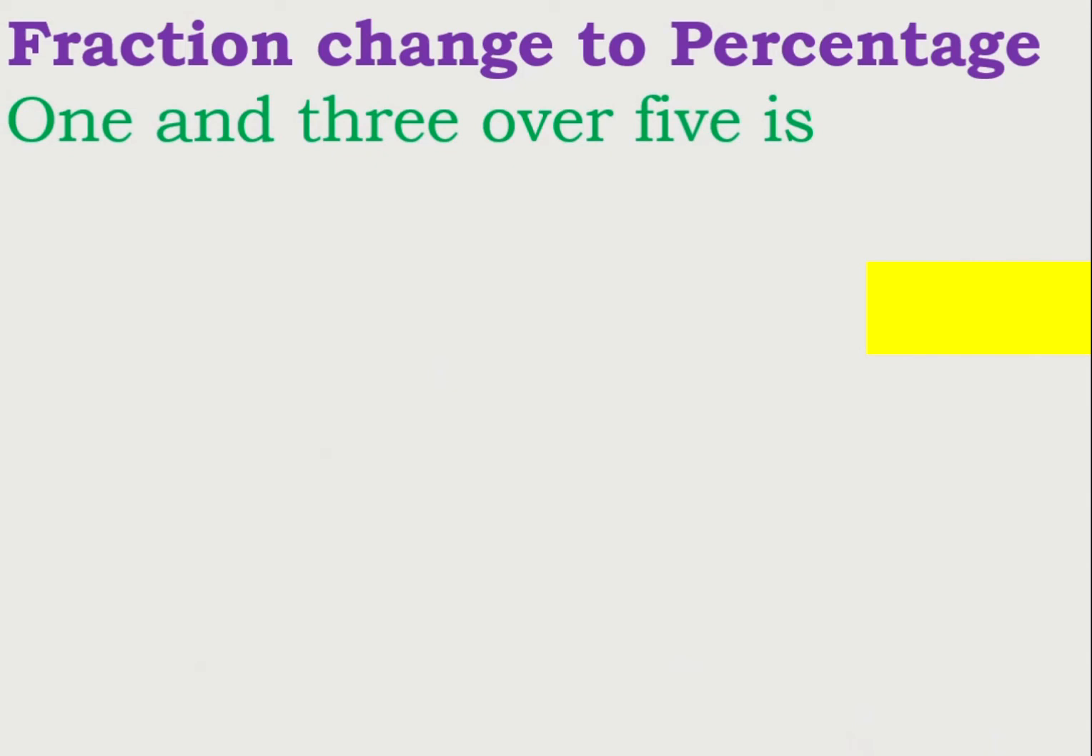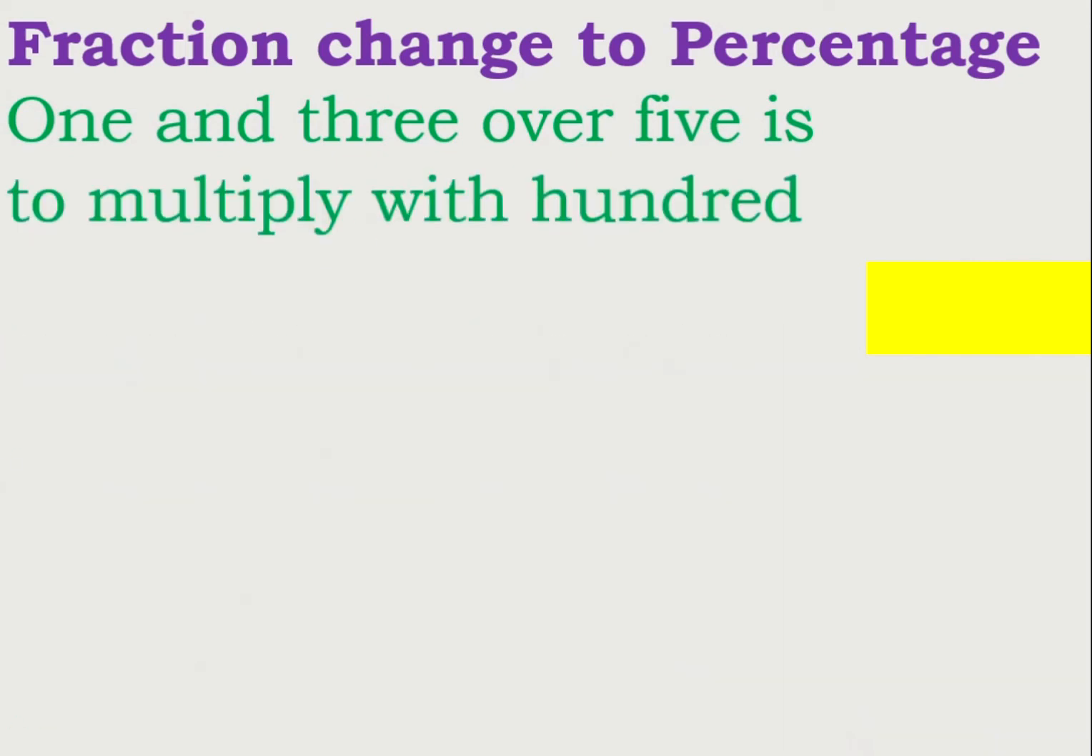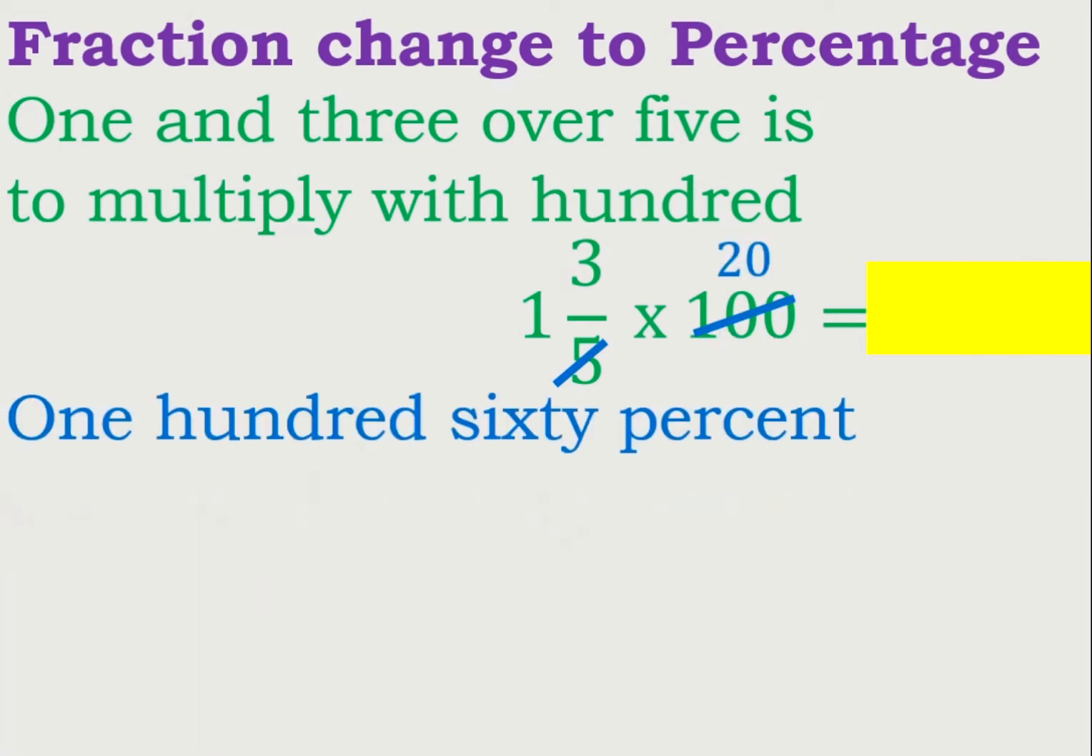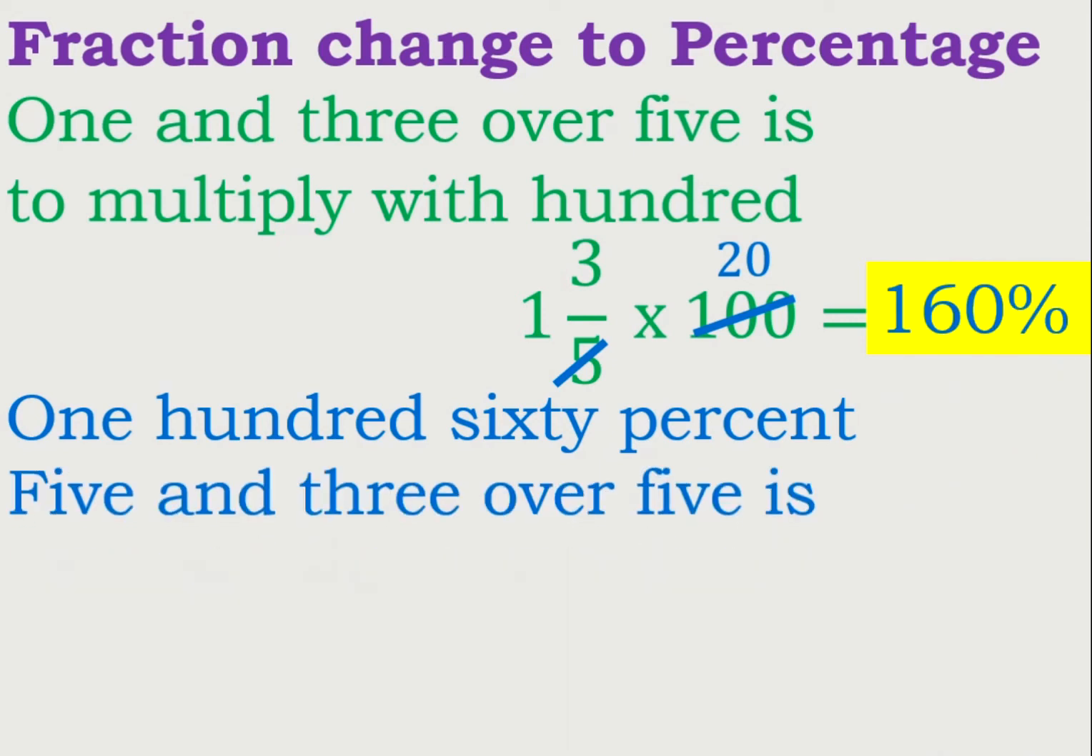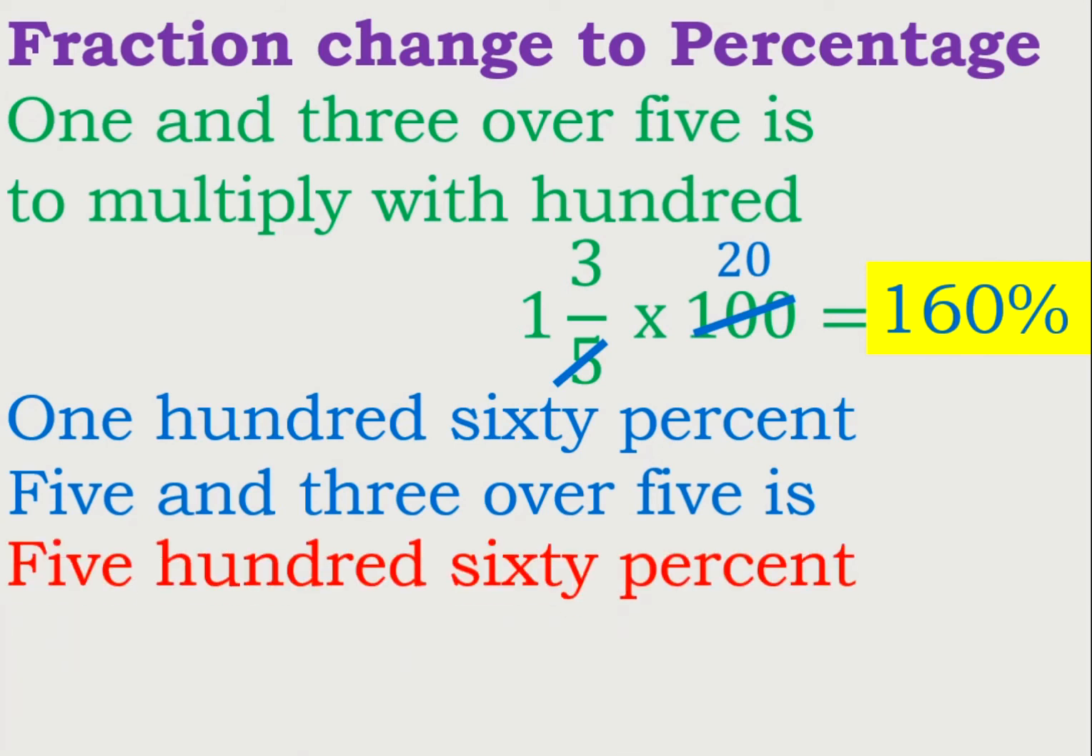1 and 3 over 5 is to multiply with 100, which gives 160%. 5 and 3 over 5 is 560%.